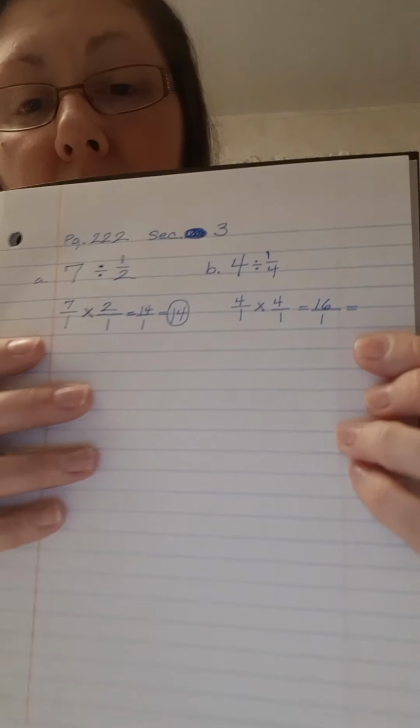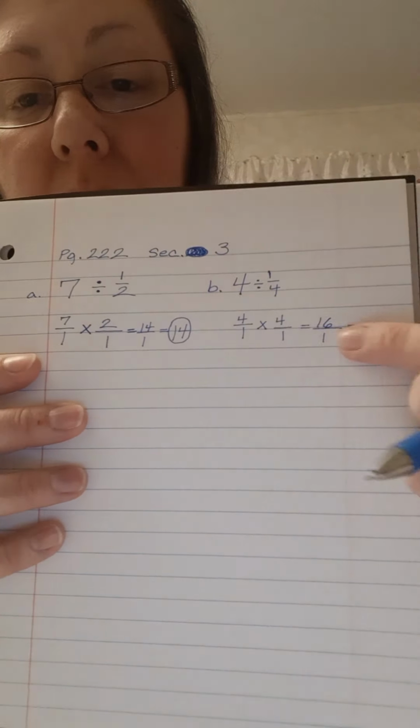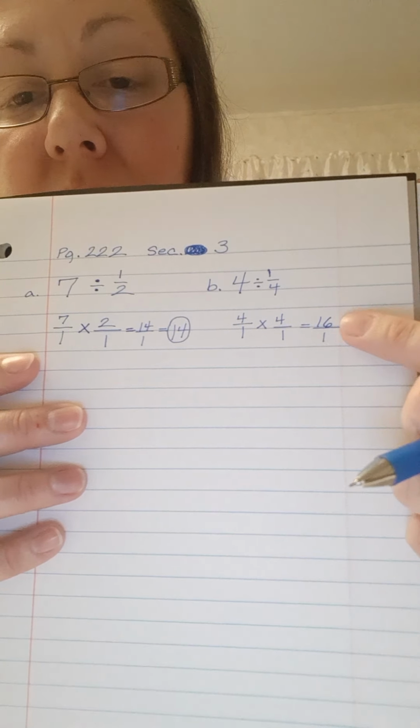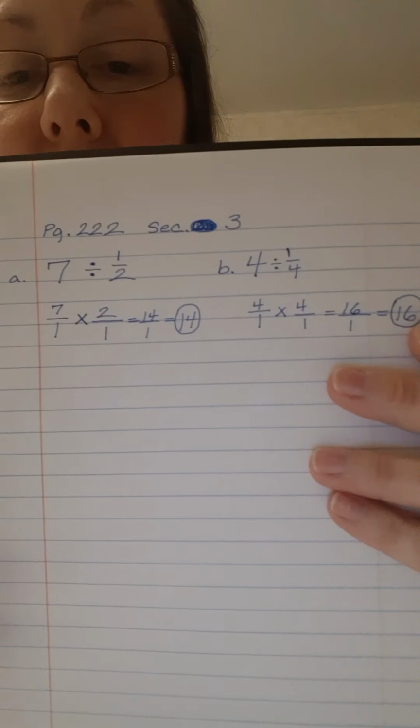Okay, now I can't cross cancel, so I'm just going to multiply across. 4 times 4 gives me 16. 1 times 1 gives me 1. 16 over 1 is an improper fraction. This is where I'm at right now. It's an improper fraction because I multiplied across. The 1 goes into 16 times. So my answer is 16.